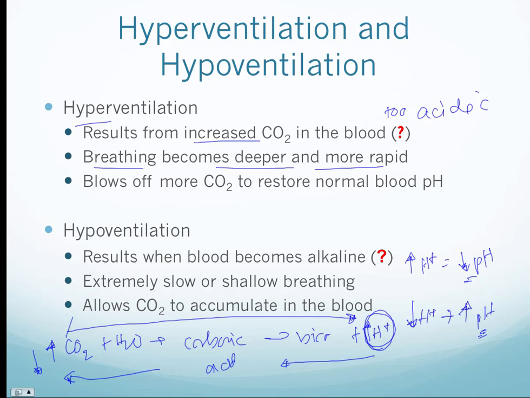How about hypoventilation? This happens when the blood becomes too alkaline, so it becomes too basic. If something is too basic, we don't have a lot of this hydrogen. So how do you create more hydrogen? Well, you want to increase this amount of carbon dioxide. So how can you do that? If you hold your breath, if you allow that carbon dioxide to accumulate and stay within your blood, then you can go in this direction. You can build up that hydrogen and make your blood more acidic, and that's how you can then go back to those normal parameters of your blood.